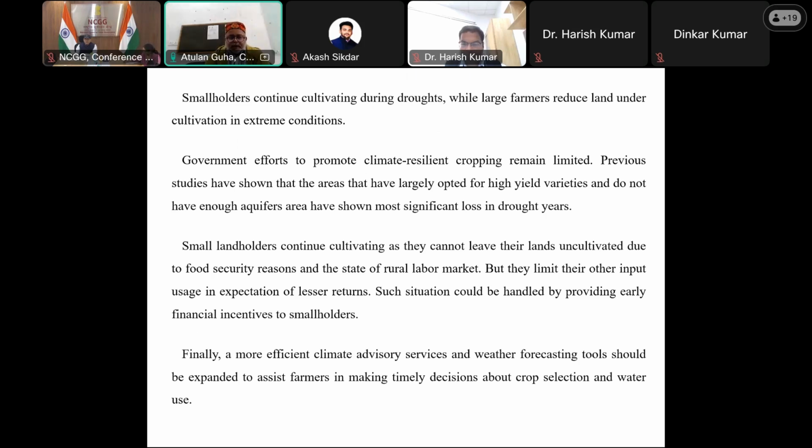And the small landholders continue cultivating as they cannot leave their land uncultivated due to food security reasons. But they limit their other input use, expecting lesser revenue. Such a situation can be handled by providing early financial incentives to the small landholders, some kind of rescue for them. And finally, more efficient climate advisory services and weather forecasting tools should be expanded to assist farmers in making timely decisions despite the uncertainty about the climate. So these are the broad policies. Some of these things need to be worked out in detail.